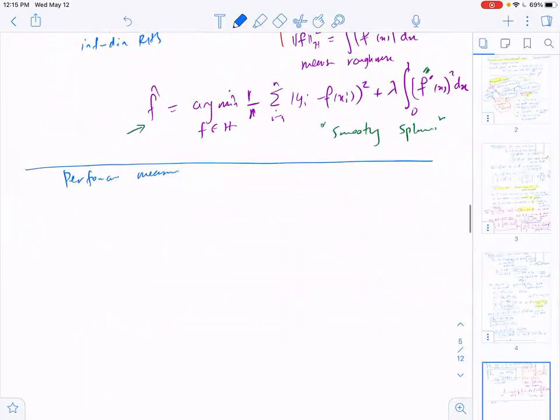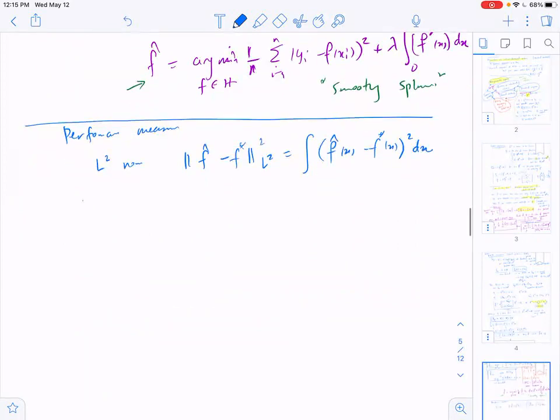What you can do is the real L2 norm. Let's say I have my estimator. I can try to measure its distance to the truth as f hat of x minus f star of x, squared, dx. The other measure is the empirical L2, which is what we're going to work with. Empirical L2, which is written sometimes like this.